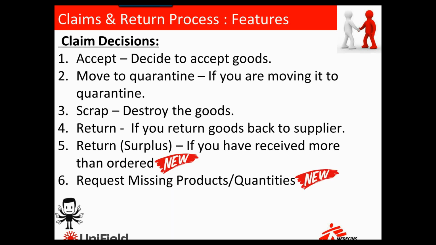Another one that has been added is request missing products or quantities. And this is one I think we're going to use a lot. If you are in the project and coordination did a blind reception of 100% of your order, and when you open that parcel you see that you've only received 90%, you can request your missing 10% from coordination. The last two, return surplus and request missing products and quantities, create documents in Unifield. We're going to see that when we are interacting with the software.